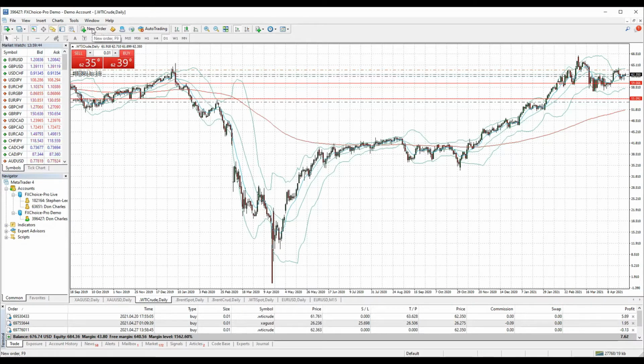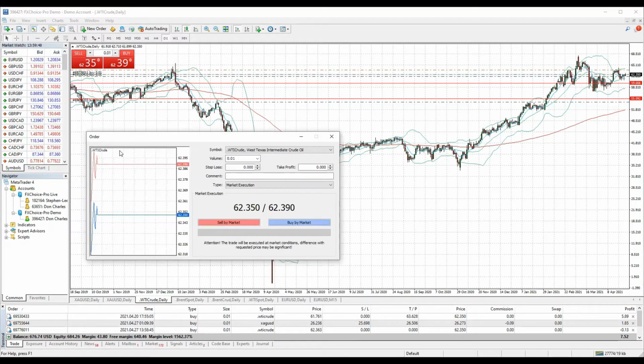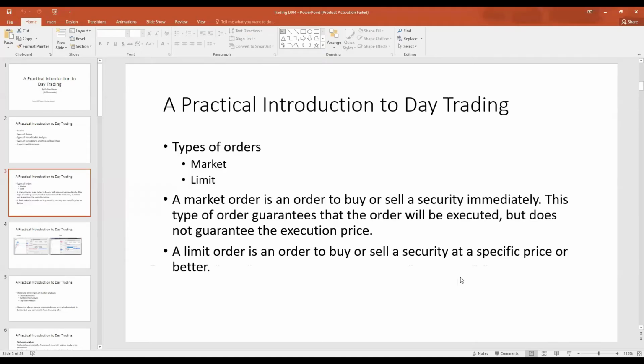Or we can click here, order. So we click here, new order, and here we can enter a trade. This is a box where we determine if to buy at market or limit. Here we have market selected. We can buy at market or we can sell at market. When we buy or sell at market, we buy or sell at the current price.